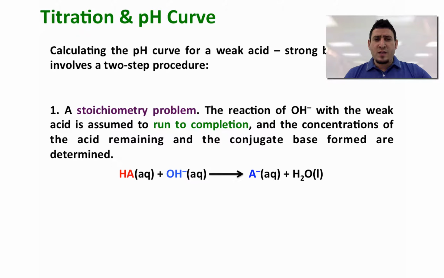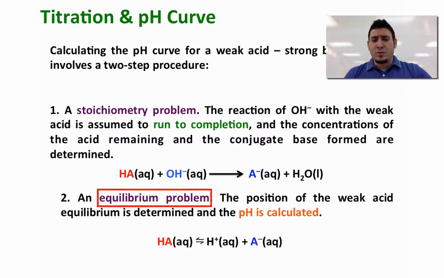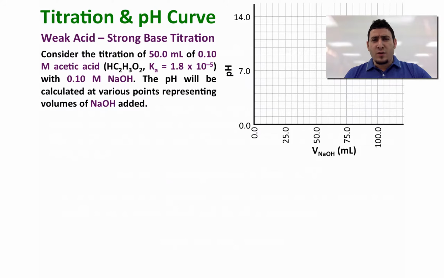Now the second step is an equilibrium problem. The position of the weak acid equilibrium is determined and the pH is calculated. So now we will determine the pH from the concentration of H+ resulting from the dissociation of the acid HA. So let's discuss the following example, where we have a weak acid, acetic acid, titrated by a strong base, NaOH.